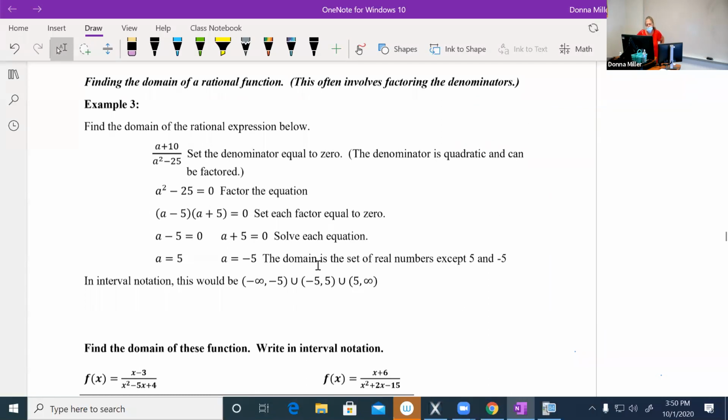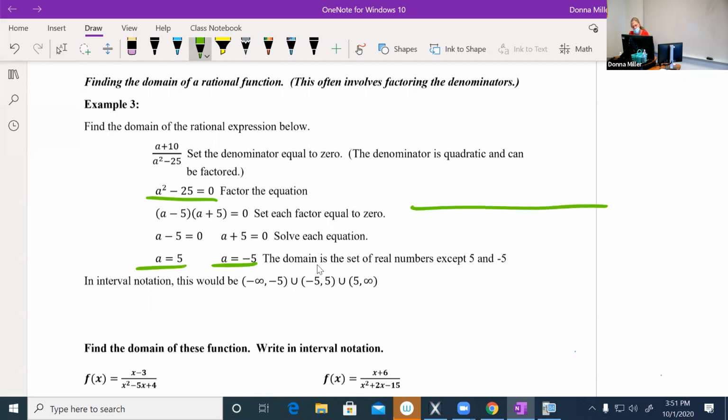Find the domain of the rational expression below. Set the denominator to 0. Okay, so this is the same thing. I'm not sure why she's making it. I really don't care about the numerator for the domain. I only care about the bottom, the denominator. So I'd set a squared minus 25 to 0. Okay, I need to factor. It's a minus 5, a plus 5. And if I set them to 0, I get 5 and negative 5. So what I do is I do this extra step. I'm going to exclude negative 5 and I'm going to exclude 5, right? So I've got 3 regions.